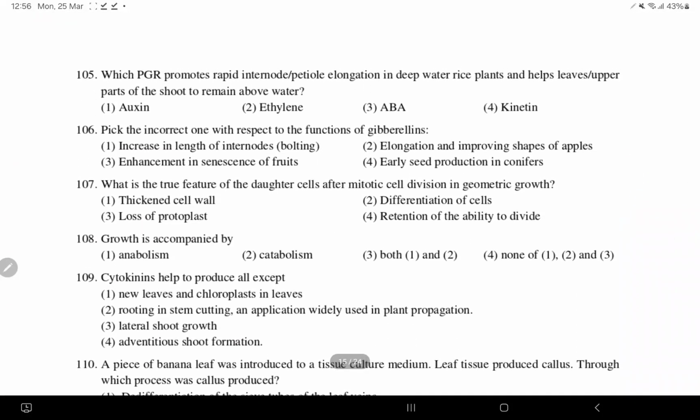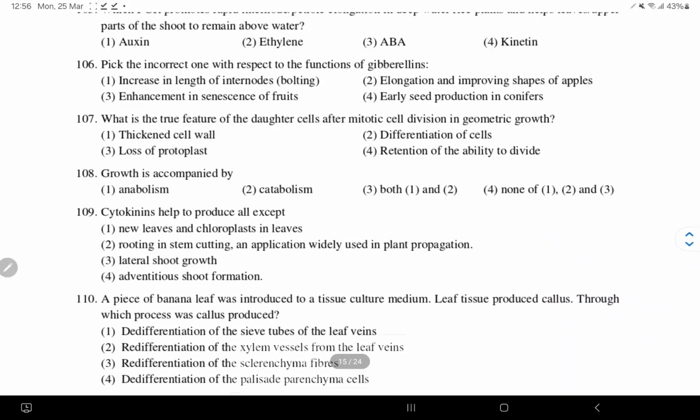Which PGR promotes rapid internodal and petiole elongation in deep water rice plants and helps leaves and upper parts of the shoots to remain above the water? Ethylene. Option 2.